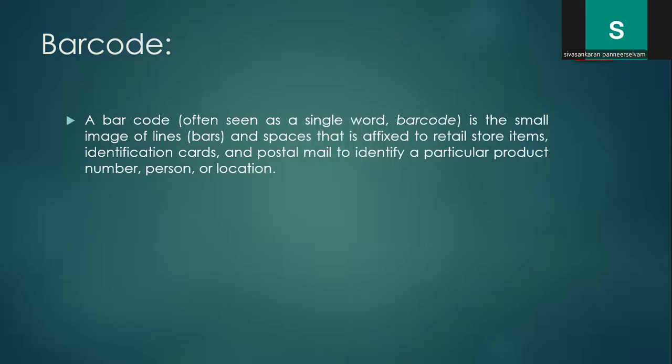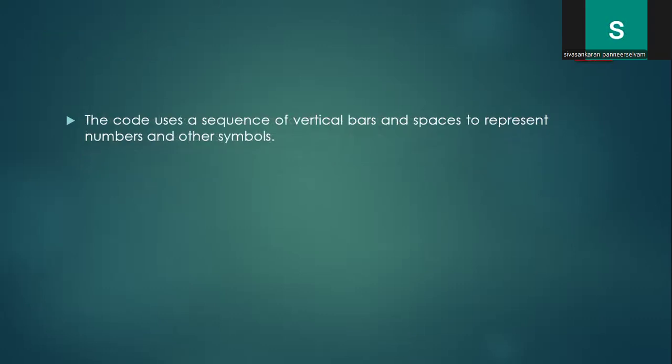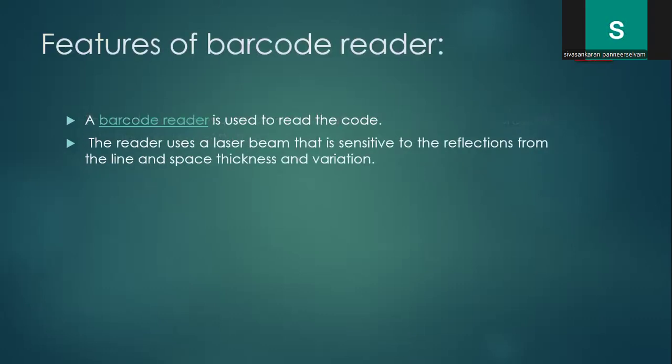So the barcode comprises a small image of lines and spaces that are contained most probably in retail store items, even in ID cards, postal mail, etc., which will track the personal geographical location, number of the person, etc. So the barcode reader is used to read the code that is enclosed within the barcode strips.